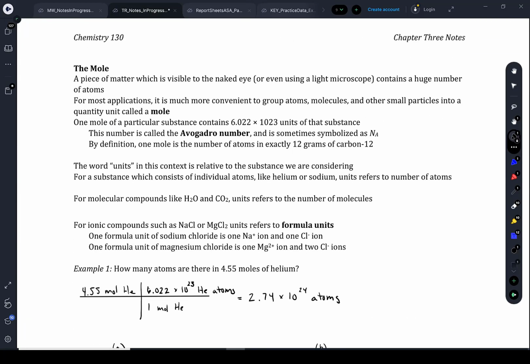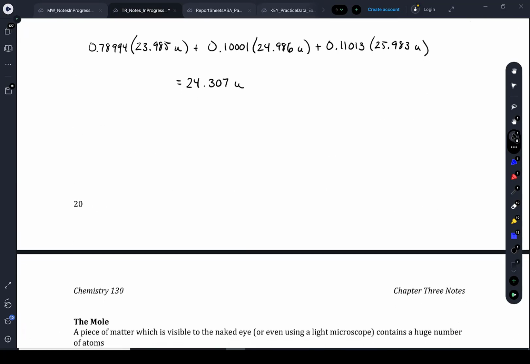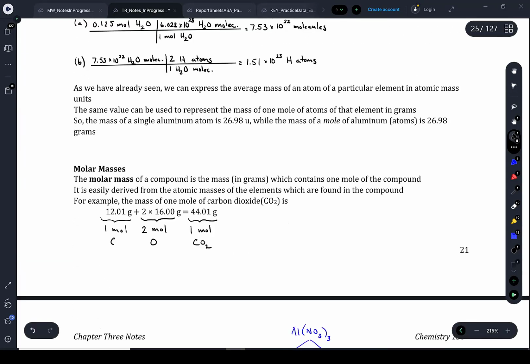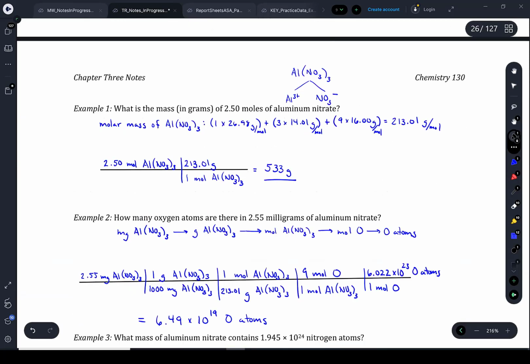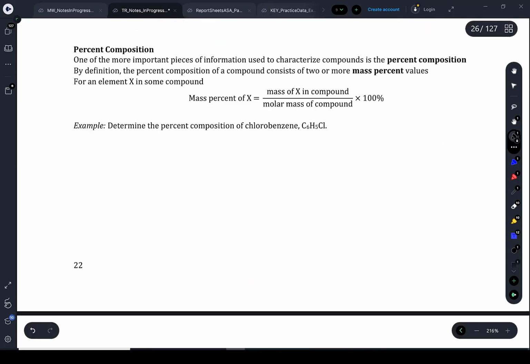All right, we introduced the mole on Tuesday, right? Or we reacquainted ourselves with the mole and molar masses on Tuesday. So we're now going to go to percent composition. Again, something you did in Chem 120. We're going to do something new, though, today. It's actually not really new. It's a new way of looking at things.